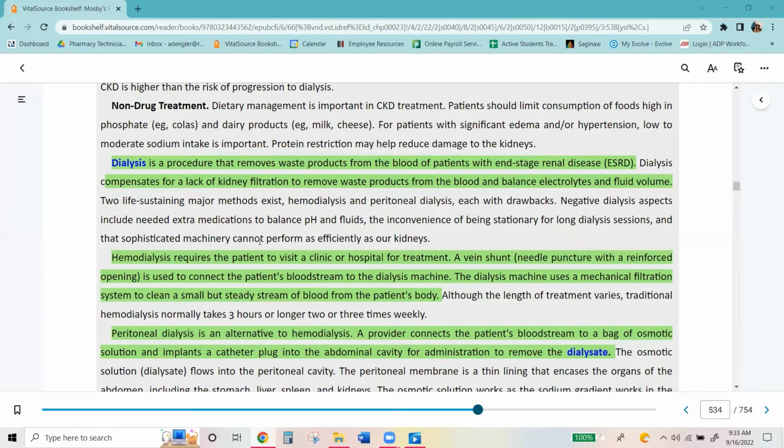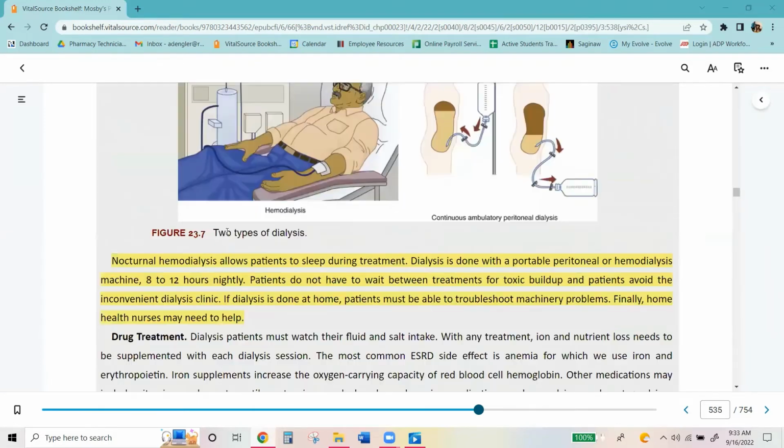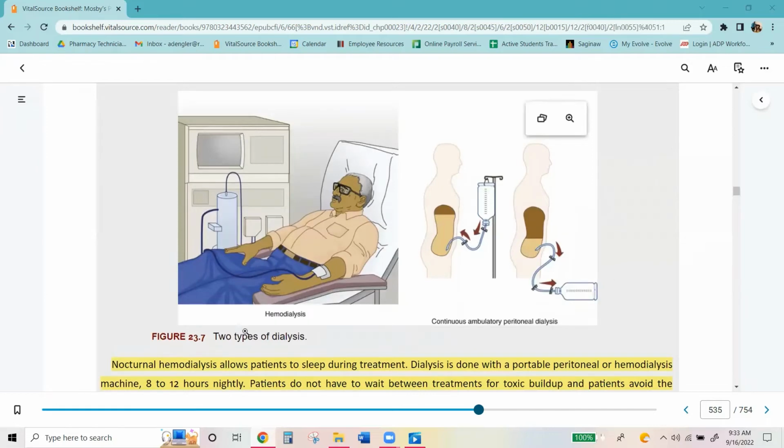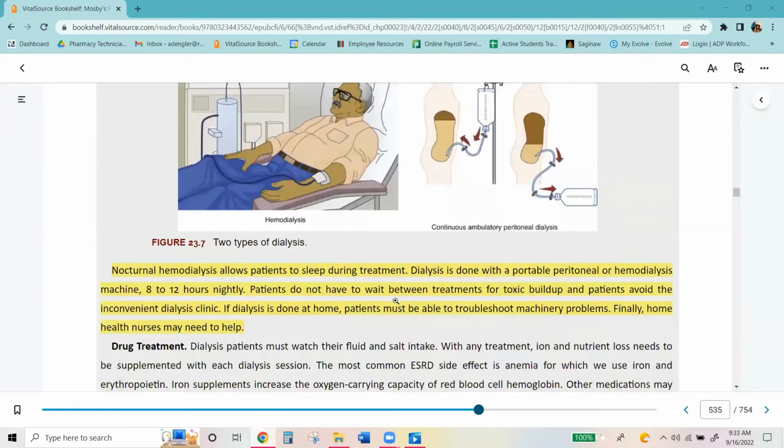Peritoneal dialysis is an alternative to hemodialysis. A provider connects the patient's bloodstream to a bag of osmotic solution and implants a catheter plug into the abdominal cavity for administration to remove the dialysate. And here are the two different types of dialysis.